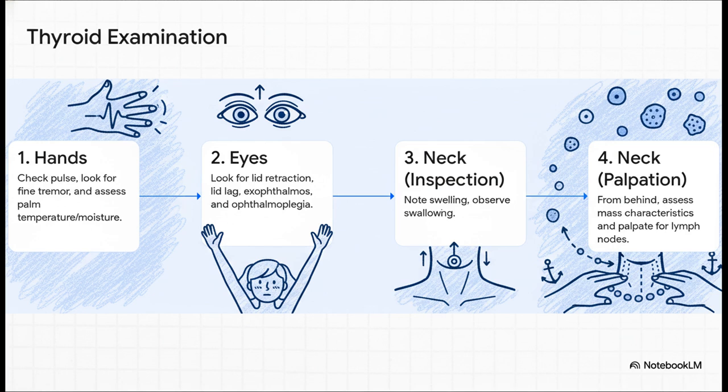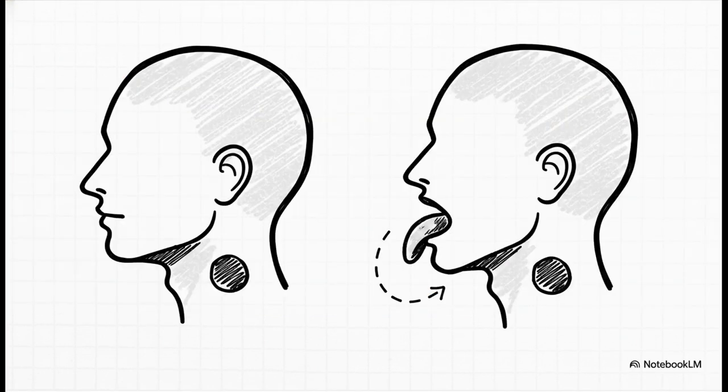But the most critical part is palpation. I'll do this from behind the patient, which helps relax the neck muscles. I'll feel the nodule for its size, its consistency, is it hard as a rock or cystic, and is it fixed to the surrounding tissues? A hard fixed mass is obviously very concerning. And to finish, I would carefully and meticulously feel for any enlarged lymph nodes in all the different levels of the neck.